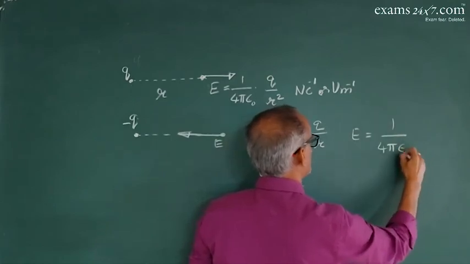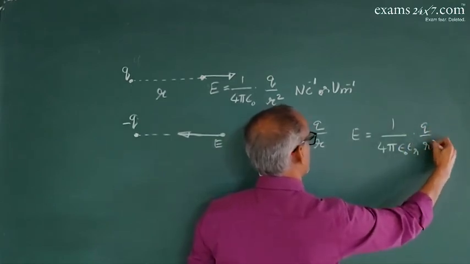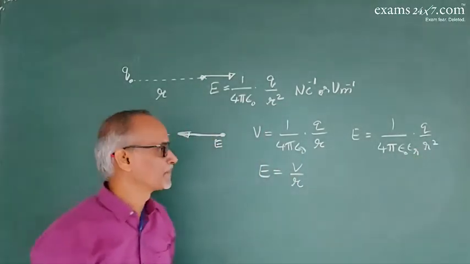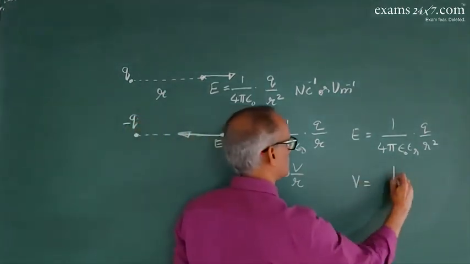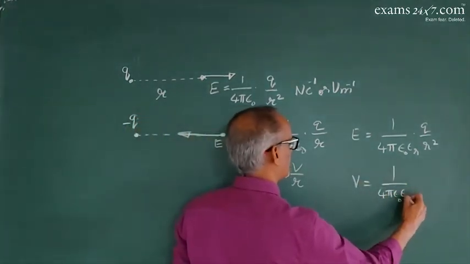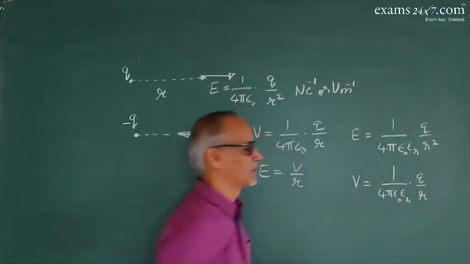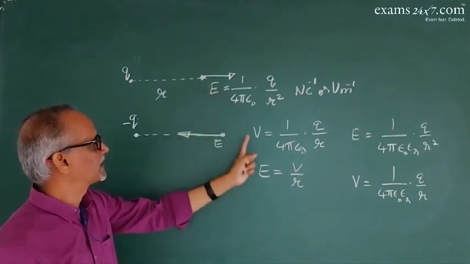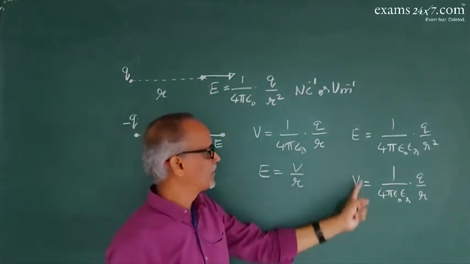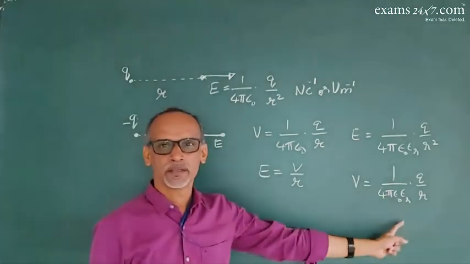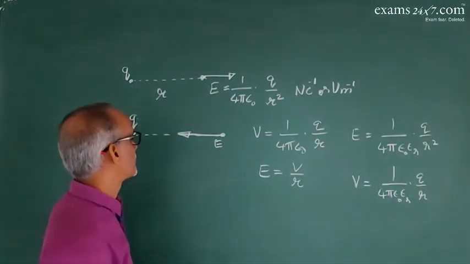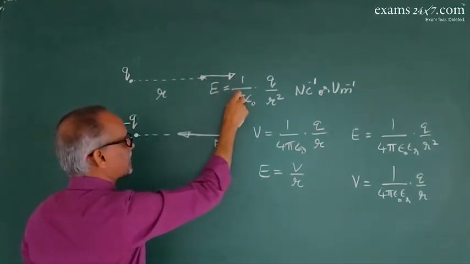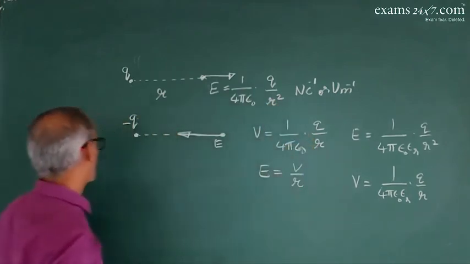And in a medium, the electric field and the electric potential change like this. E is equal to 1 by 4 pi epsilon naught epsilon R into Q by R square. So we need to introduce the constant associated with the medium. Similarly, the potential V is equal to 1 by 4 pi epsilon naught epsilon R into Q by R. So these are the equations for electric field and electric potential in vacuum, and these are the equations in a dielectric medium due to a point charge. And more important, electric field is a vector quantity, electric potential is a scalar quantity.